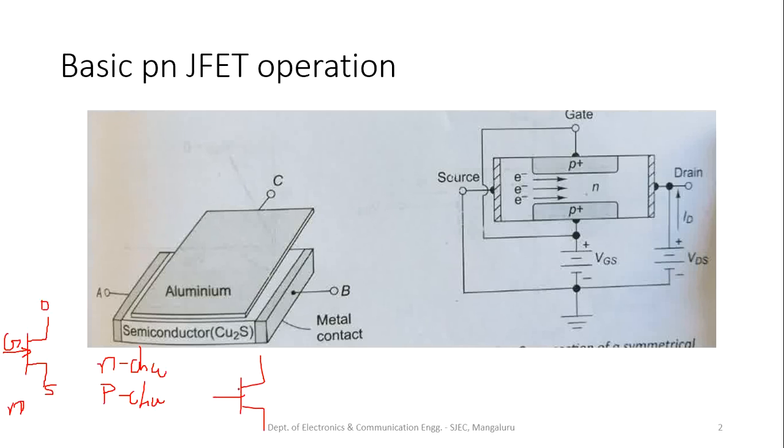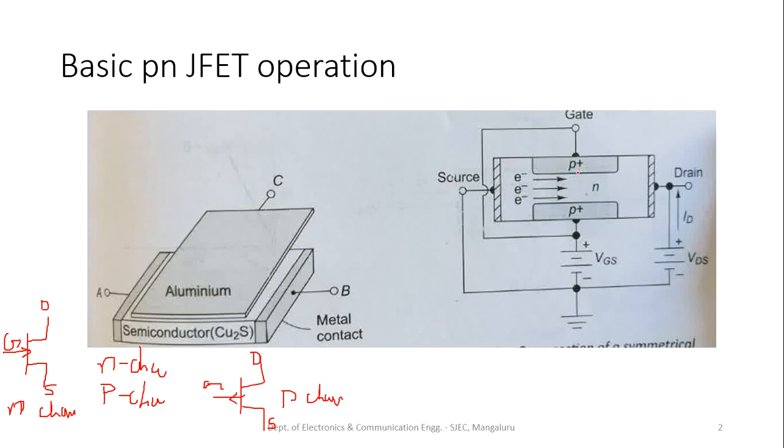If it is like this, this is the gate terminal, drain terminal, and the source terminal. Then this is the P channel transistor. This is the N channel junction field effect transistor. So here we have the N channel junction field effect transistor.